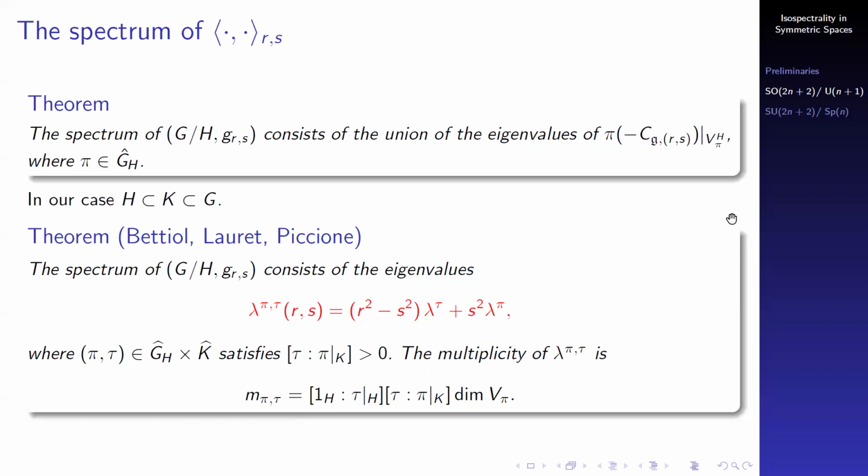So what we need to do now, for the metrics that we constructed, is to compute first the spherical representations of (G,H). Then for those spherical representations, we need to compute what representations of K appear in pi when we restrict to K. And then we need to compute the Casimir multiples, lambda tau and lambda pi.